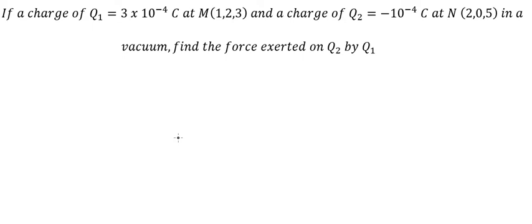So now I want to show you how to answer. If a charge of Q1 equals 3 multiplied by 10 to the power of negative 4 C at M(1, 2, 3) and a charge of Q2 equals negative 10 to the power of negative 4 C at N(2, 0, 5) in a vacuum. Find the force exerted on Q2 by Q1.